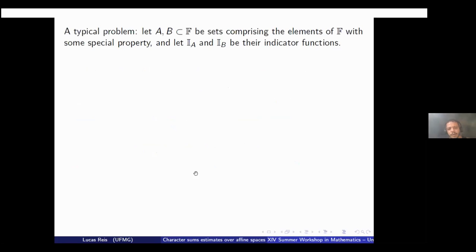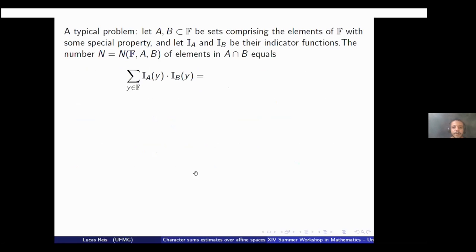And so here is a typical problem. We just consider two sets, A and B. They are just encoding two properties, right? So A is the set of elements with property 1, and B is the set of elements in F_q with property 2. So we just want to verify if there is some element satisfying 1 and 2. So we just want to prove that A cap B is non-empty, right?